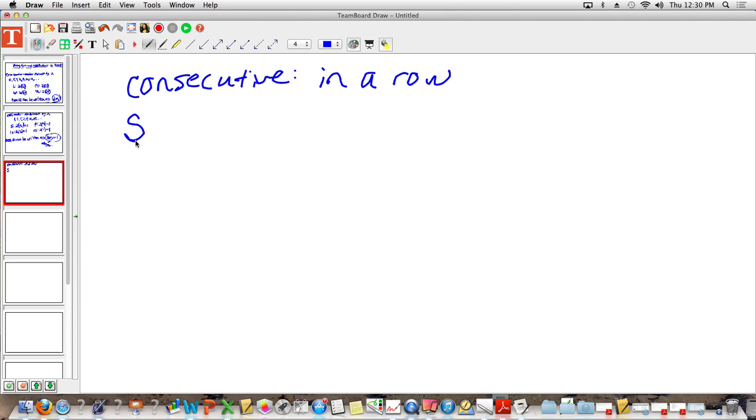What about sum? That is something else that you guys need to be familiar with. When I ask you to show that the sum of two things is something, what does sum mean? Total. Added up. Yeah, the total added up. It means add. That's the word I was looking for. So when I ask you to find the sum of something, you are adding. Okay?